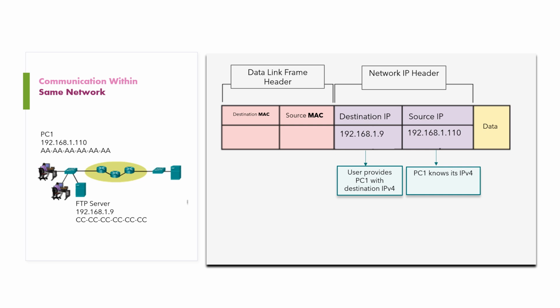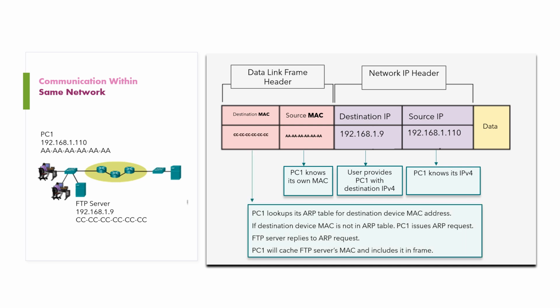Therefore, PC1 is capable of completing the packet and including source and destination IPv4 addresses in that packet, and sends the packet to the data link layer to create a frame by adding source and destination MAC addresses. PC1 knows its own MAC address, therefore it will include that under the field called source MAC address. Now PC1 needs the destination device's MAC address. PC1 first will check its ARP cache table. If that MAC address is already cached, it will use it and complete the frame and send it to the physical layer. If it is not cached, PC1 is going to issue an ARP request.